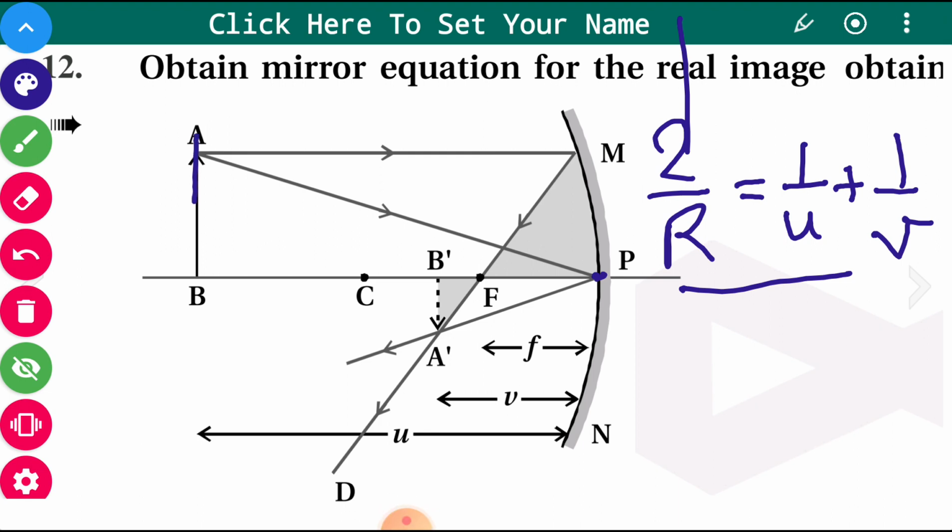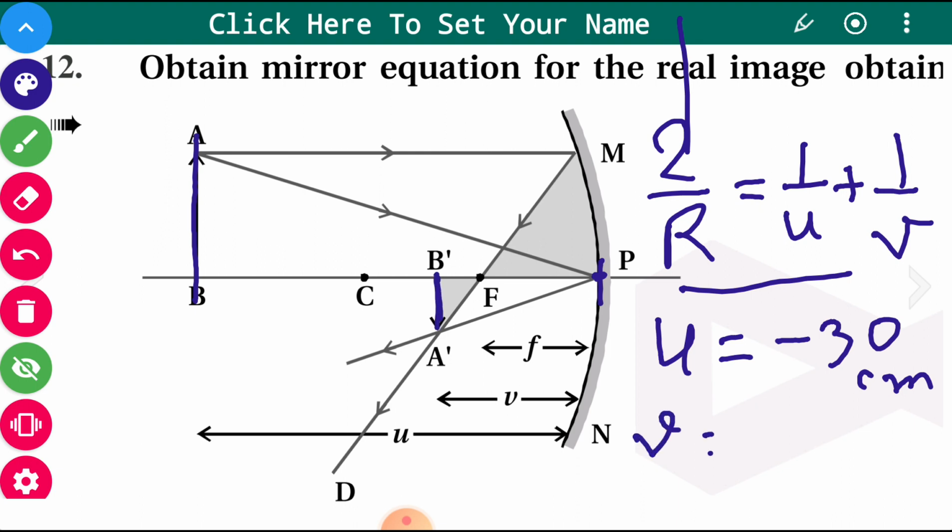If the object is somewhere here, and the object distance is say 30 centimeter, then you should take minus 30 centimeter. If the image is somewhere here and the image distance is given as say 10 centimeter, then it must be minus 10 centimeter. This way you have to follow, and then you can find the focal length or radius of curvature, whatever you want to find.